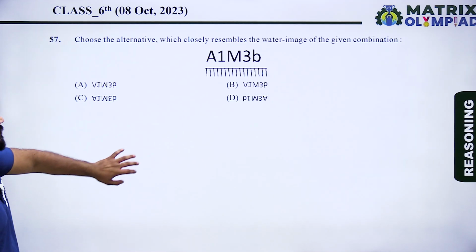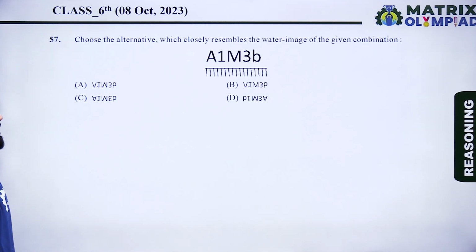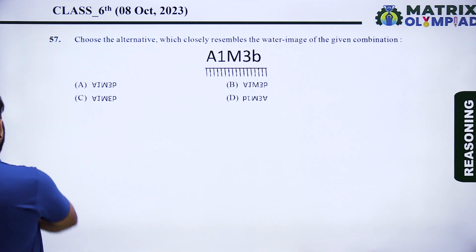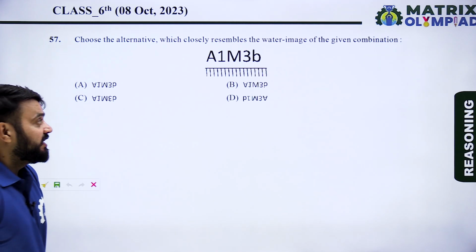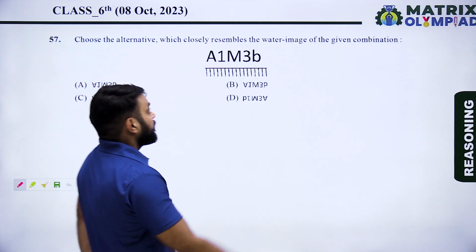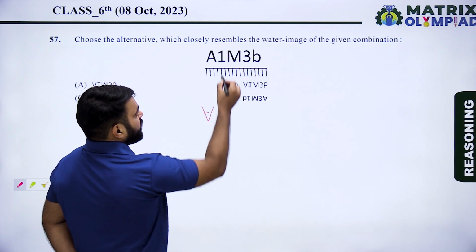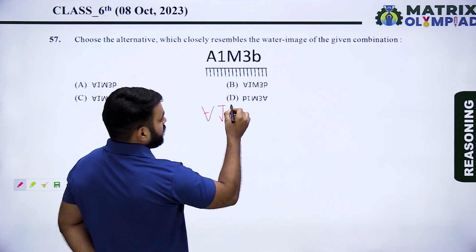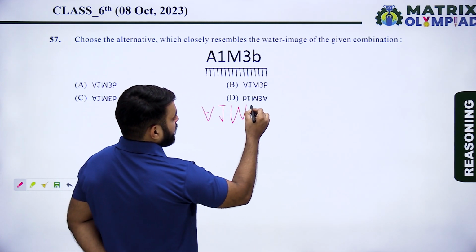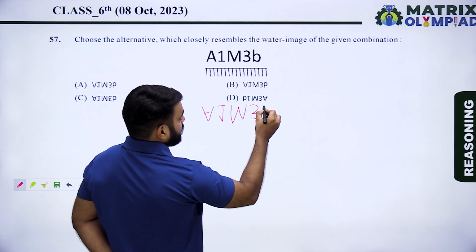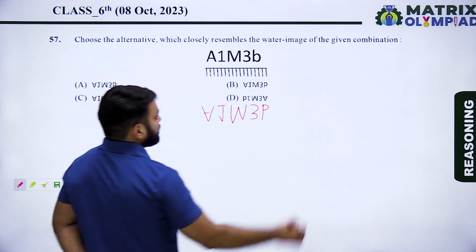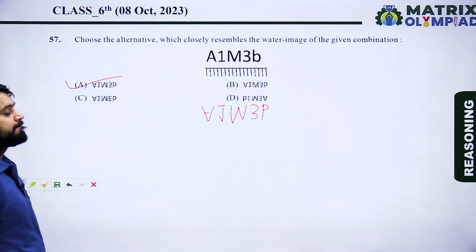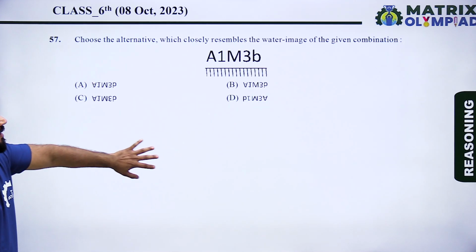Now, question number 57. Choose the alternatives which closely resemble the water image of the given combination. So, find the water image of the given combination. So, water image of A, water image of 1, water image of M, water image of 3, and water image of B. So the correct answer is option A. Now move on to the next question.